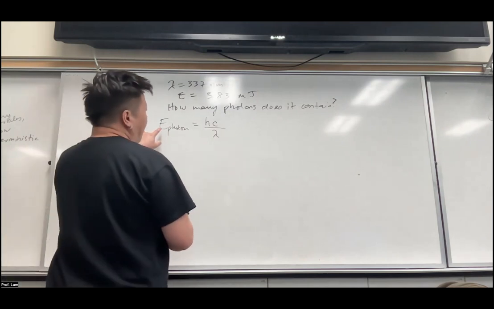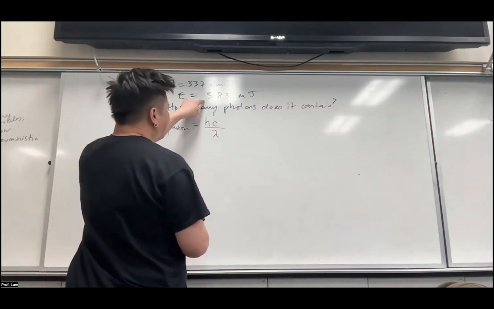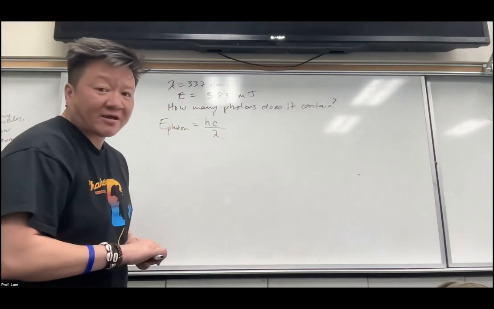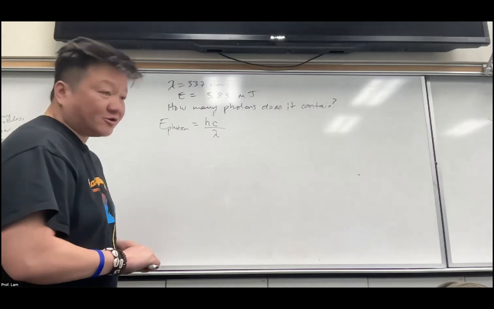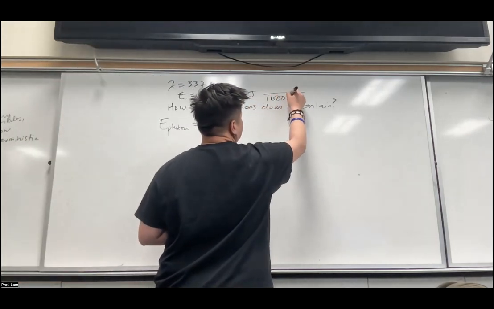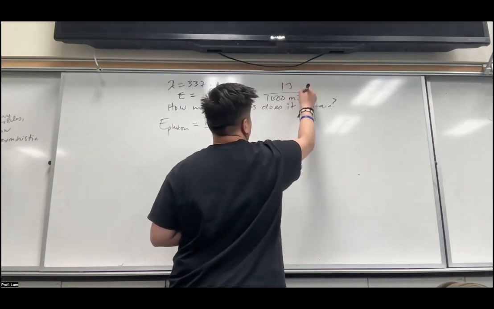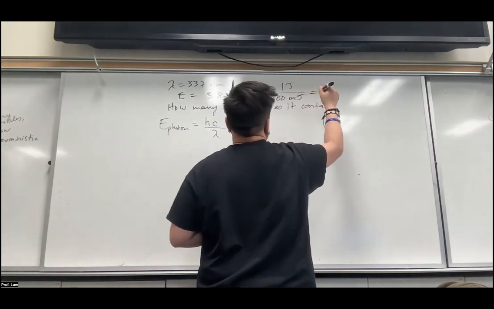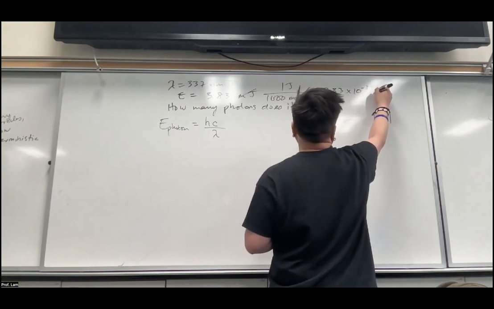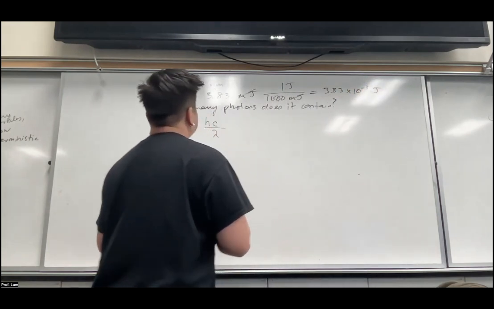The energy of the pulse is given to us here, but remember we need to change this to joules. Anytime we have energy, it should be in joules. Right now it's in millijoules, so we're going to divide by 1,000: 1,000 millijoules on the bottom, 1 joule on top. So that's going to be 3.83 times 10 to the negative 3 joules.